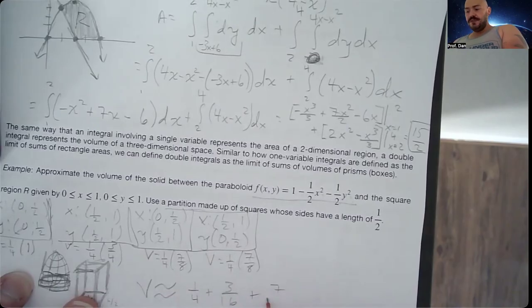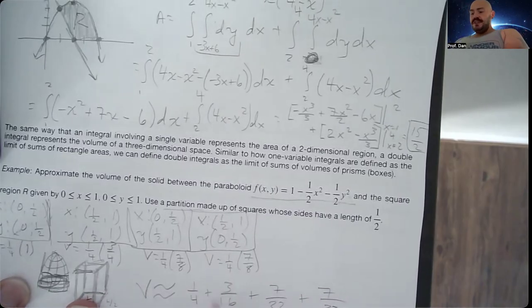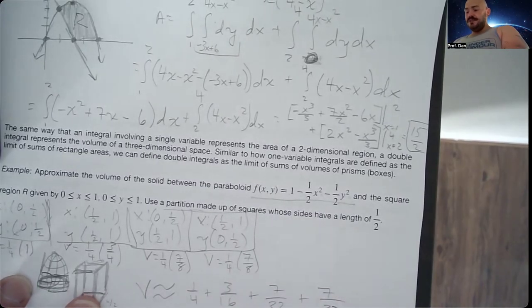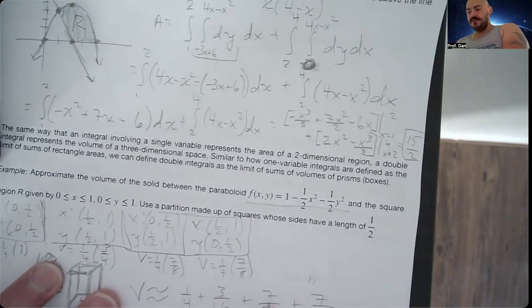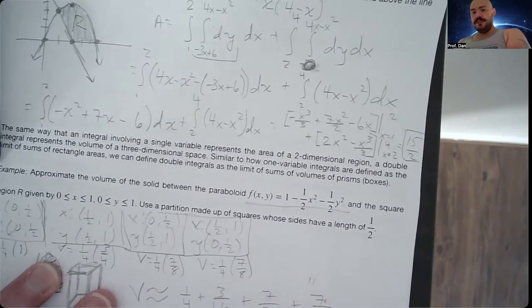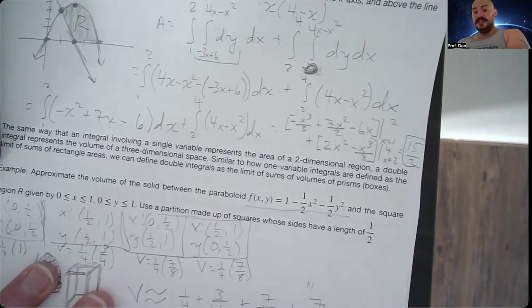Then 7/32, and another 7/32. So I get 14 plus 4, or actually, no, that's not true. I have to have the same denominator. So we have 14 from adding these together, which, if I want to, I could reduce to 7/16. Now I can add it with that one.